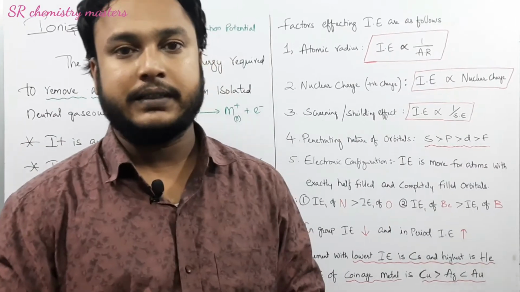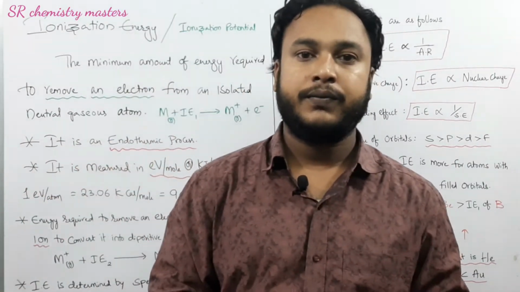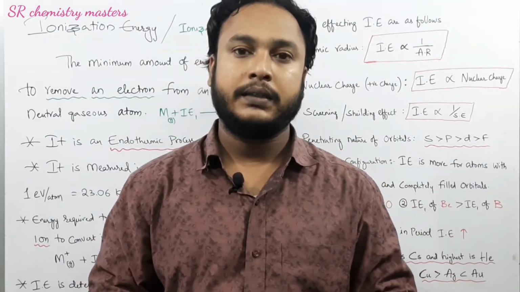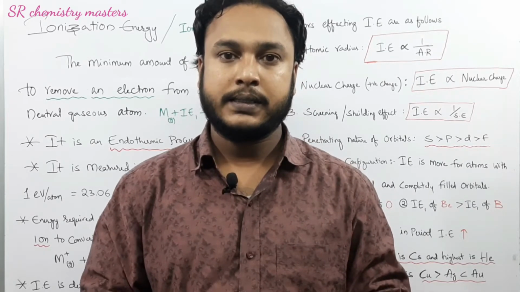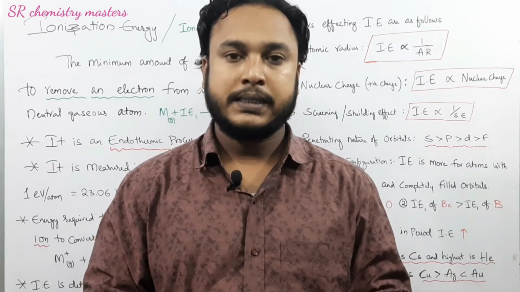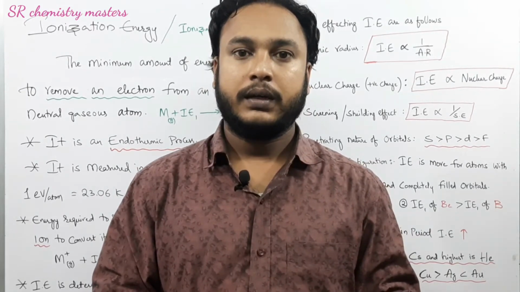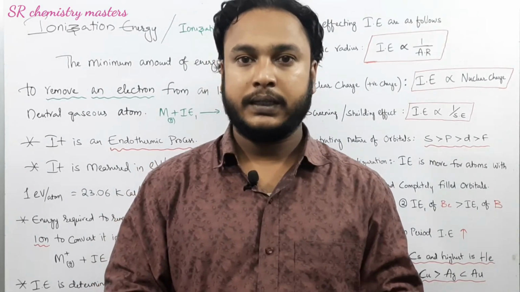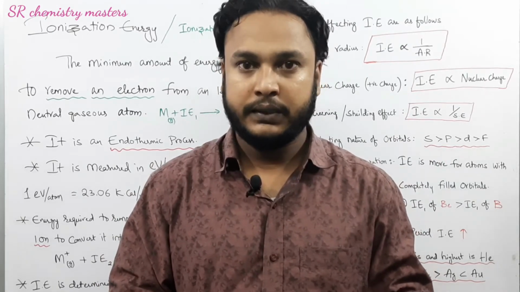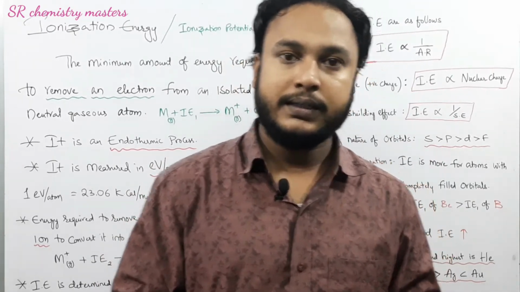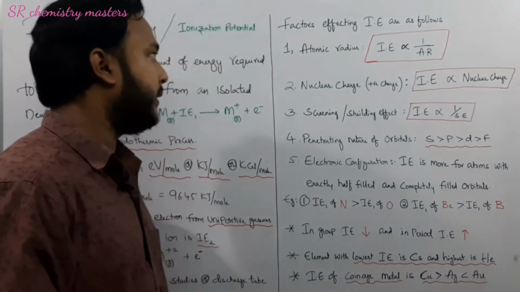Now let us see the factors affecting ionization energy. There are 5 factors which affect the ionization energy. Those are atomic radius, nuclear charge, screening effect or shielding effect, penetrating power, and the last one is electronic configuration, that is half filled or completely filled electronic configuration. Let us see the factors which affect ionization energy.